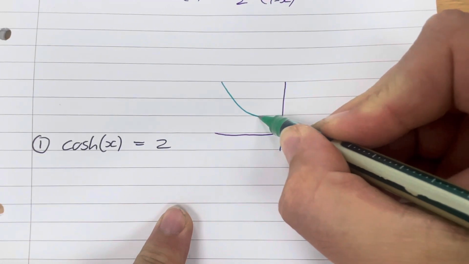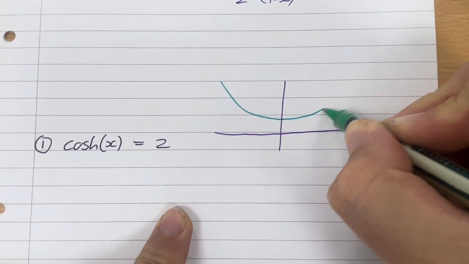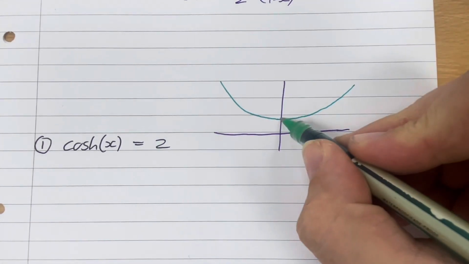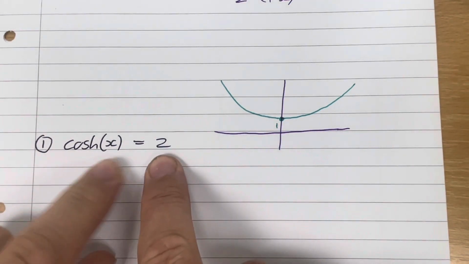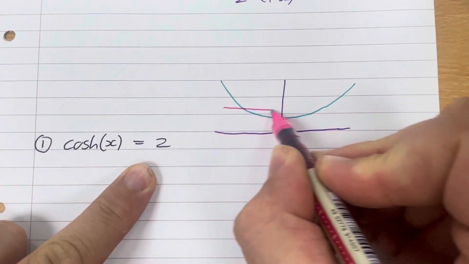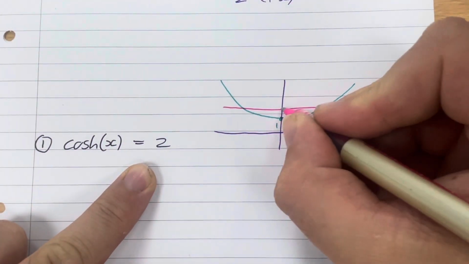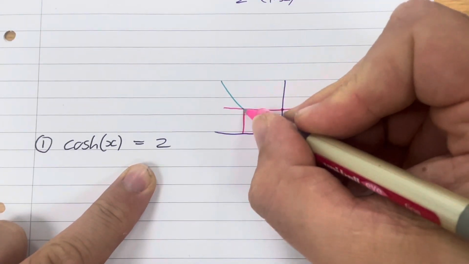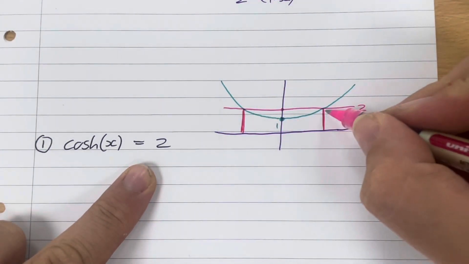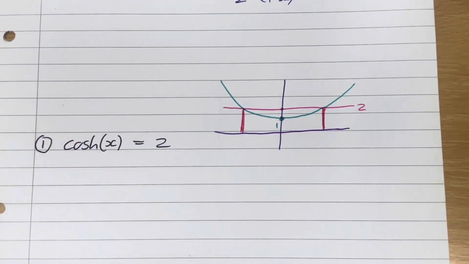Okay, so the cosh curve looks something like this. It's got a turning point here at 1 on my vertical axis. And I'm looking for values of x which make cosh 2. So if I draw the horizontal line 2 on there, then we can see we're going to get a positive solution. And then we're also going to get the negative solution. Okay, so there's 2 solutions. And typically there'll either be 2 or 0 solutions for a cosh curve.